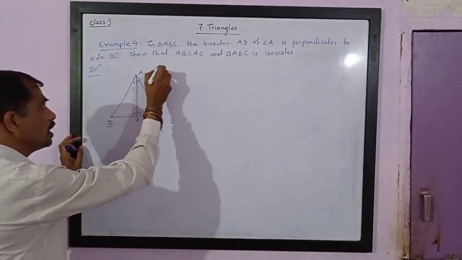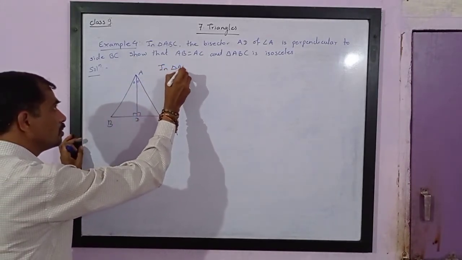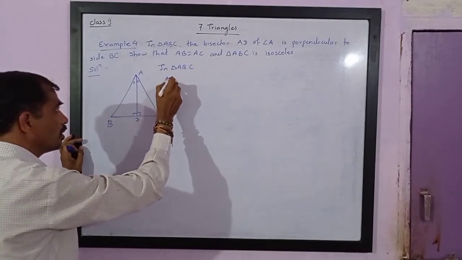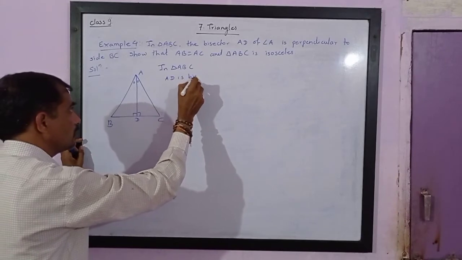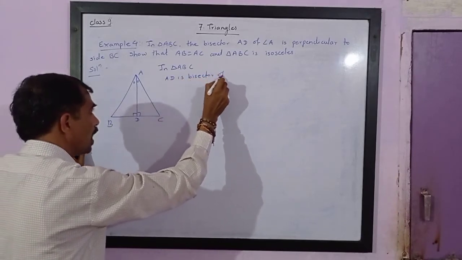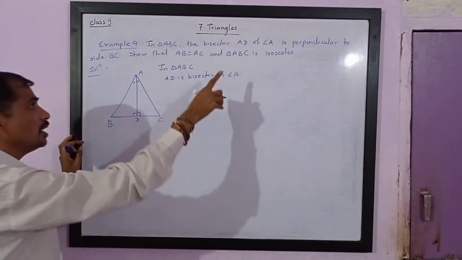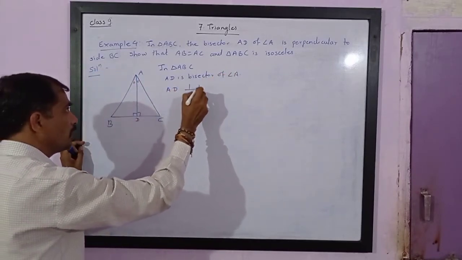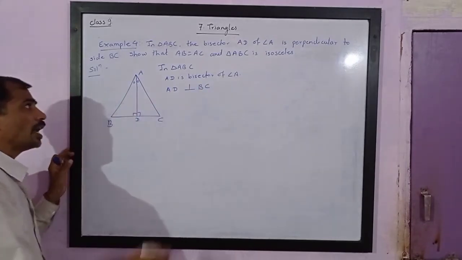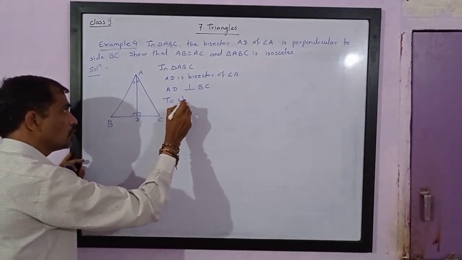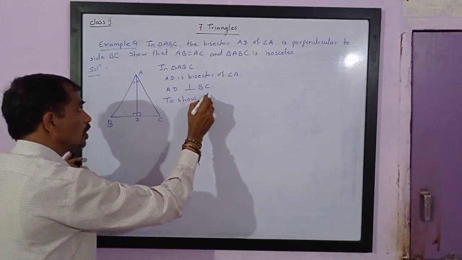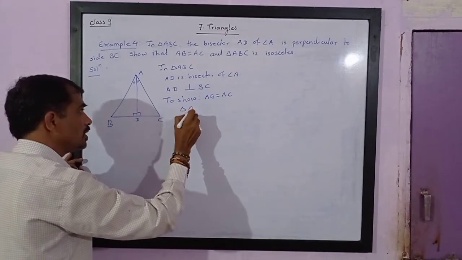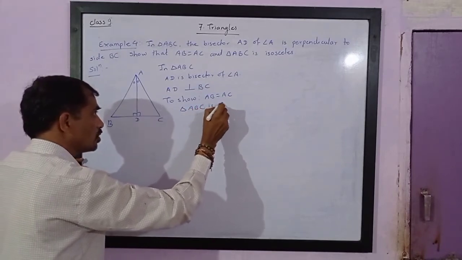So we are given, in triangle ABC, AD is the bisector of angle A, and AD is perpendicular to BC. It means we are given that AD is perpendicular to BC, and we have to show that AB is equal to AC, or triangle ABC is isosceles.